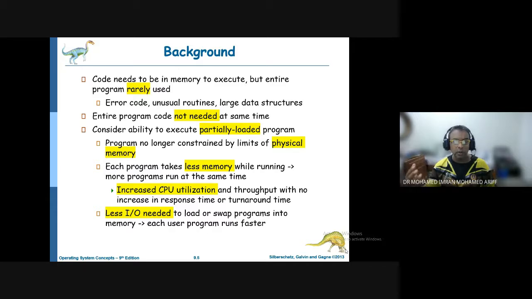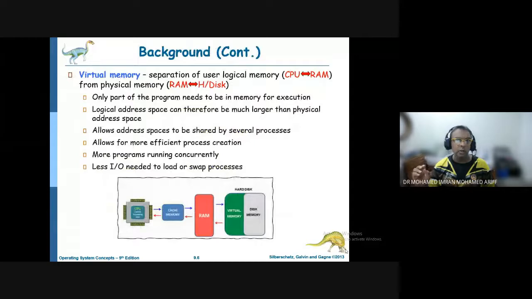CPU utilization can be higher because there are other processes inside the physical memory, so it can run more processes at any given time. And sometimes less input output is needed, because certain input outputs from a particular process are not needed at the moment. By doing so, we can focus only on those programs which can be executed and need to be executed at any one given time. All right, so next we go into virtual memory.